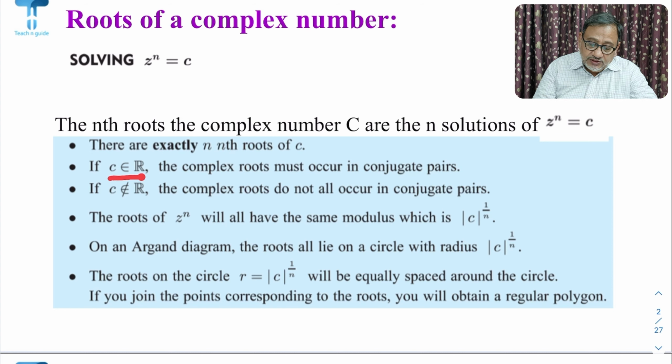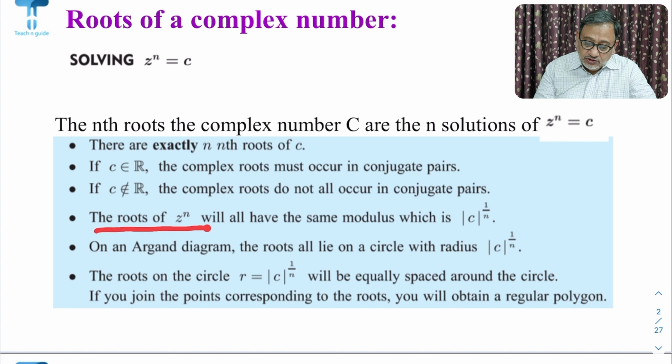If c belongs to R, the complex roots must occur in conjugate pairs. Complex roots, when we get them, are always in conjugate pairs, a complex number and its conjugate will always be there. If c does not belong to R, if c is not a real number, the complex roots do not all occur in conjugate pairs. Some of them may be conjugate pairs, but all of them do not. So I hope you will remember this.